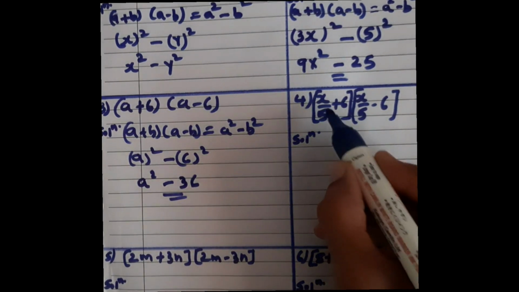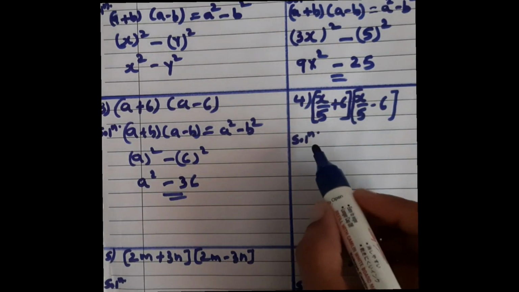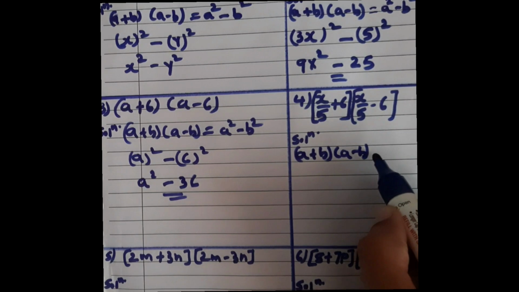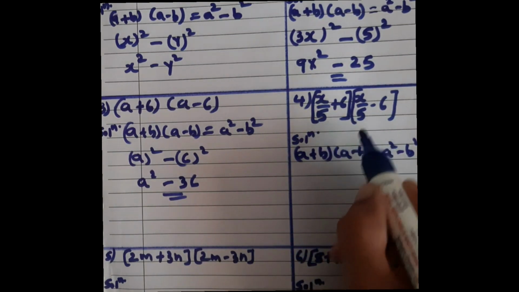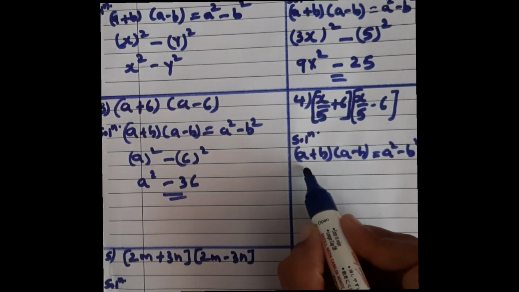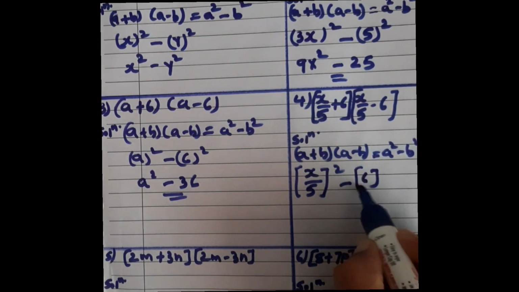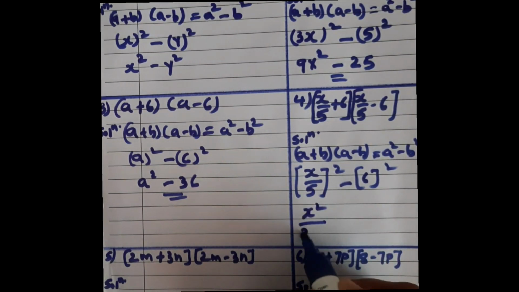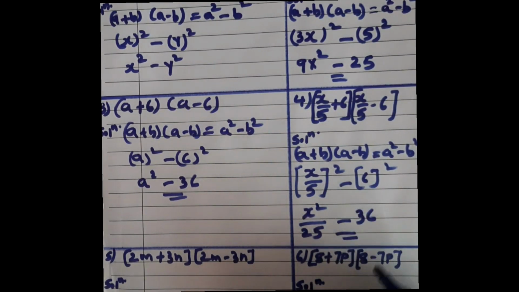Next question, (x/5 + 6)(x/5 - 6). This is in the form of (a + b)(a - b) is equal to a square minus b square. Same, we have to multiply this and this. X by 5 into x by 5, x by 5 whole square, plus into minus, minus 6 into 6, 6 whole square. X by 5 into x by 5 means x square divided by 25, minus is there, minus 6 6s are 36. So this is our answer.